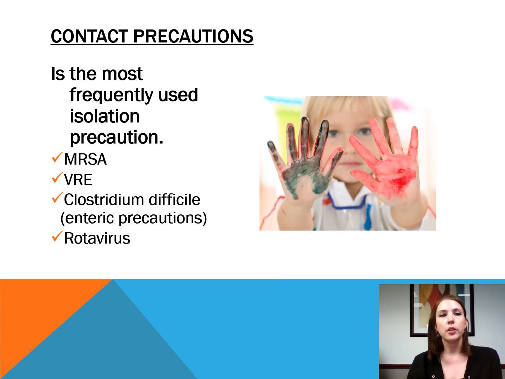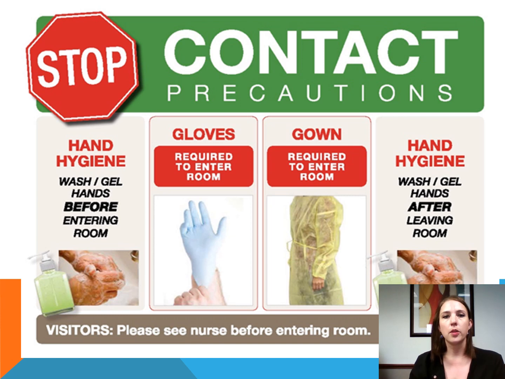Contact precautions are the most frequently used isolation, and those are for organisms that have been shown through research to spread through contact. So MRSA is a good example of that, as well as VRE and C. diff. Contact precautions has this sign before you enter it that shows you that you need to perform hand hygiene, as well as have a gown and gloves before you go into the room. And then you want to remove the gown and the gloves before you leave the room. And then, of course, performing hand hygiene afterwards.